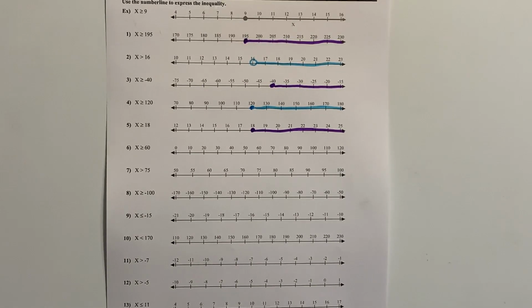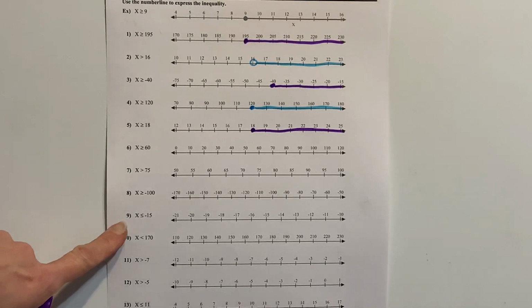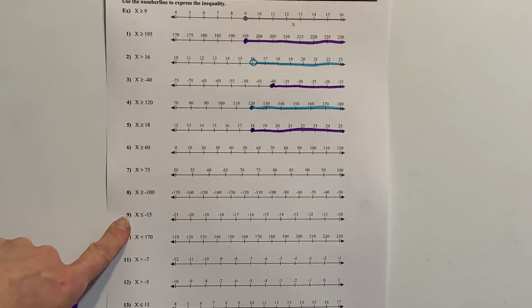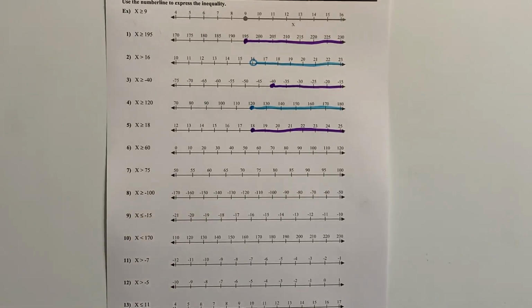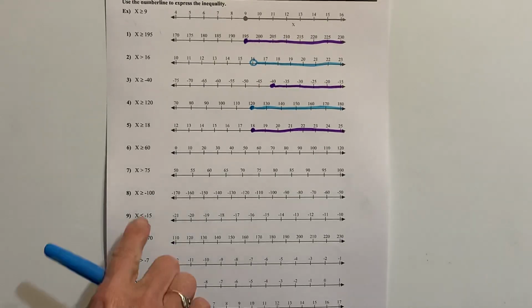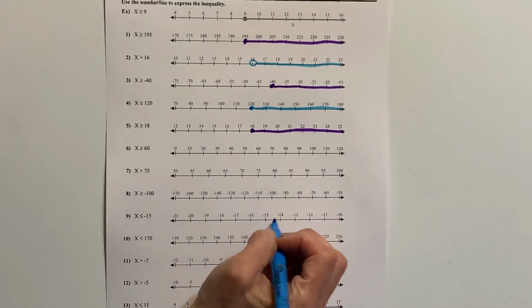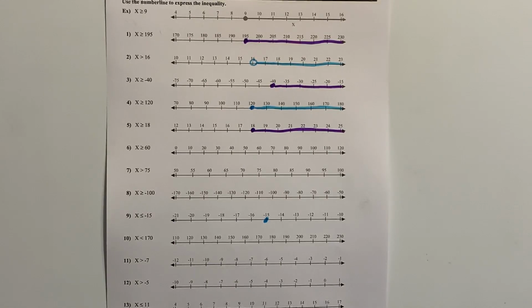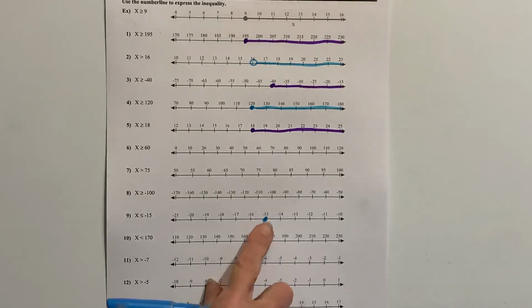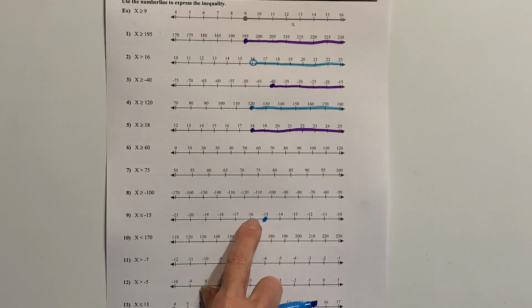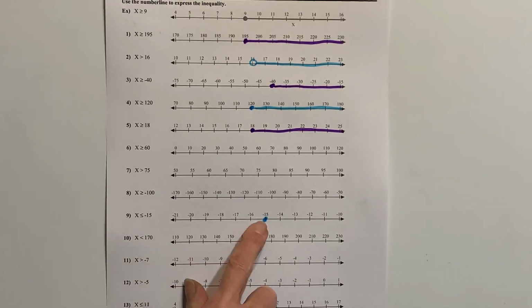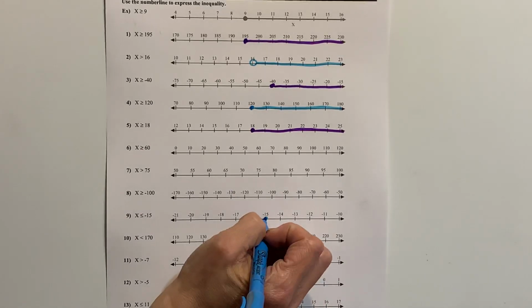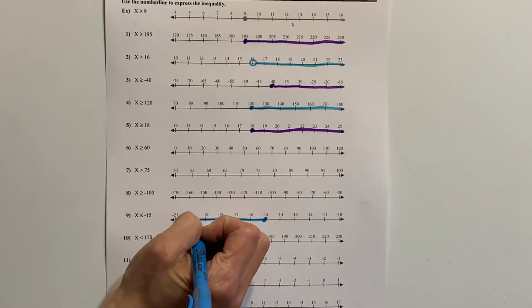All right, so I'm going to skip down here to number 9. I want you to skip down to number 9. X is less than or equal to negative 15. So since it says or equal to, I have to include negative 15. Now, it says less than. So with negative 15, if I want less than, I have to go to the numbers to the left and include the numbers that are less than negative 15.